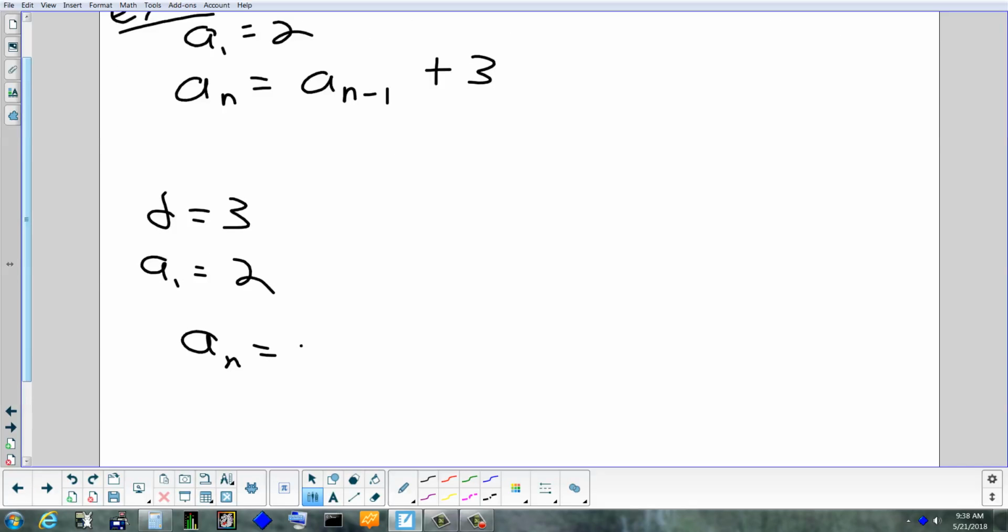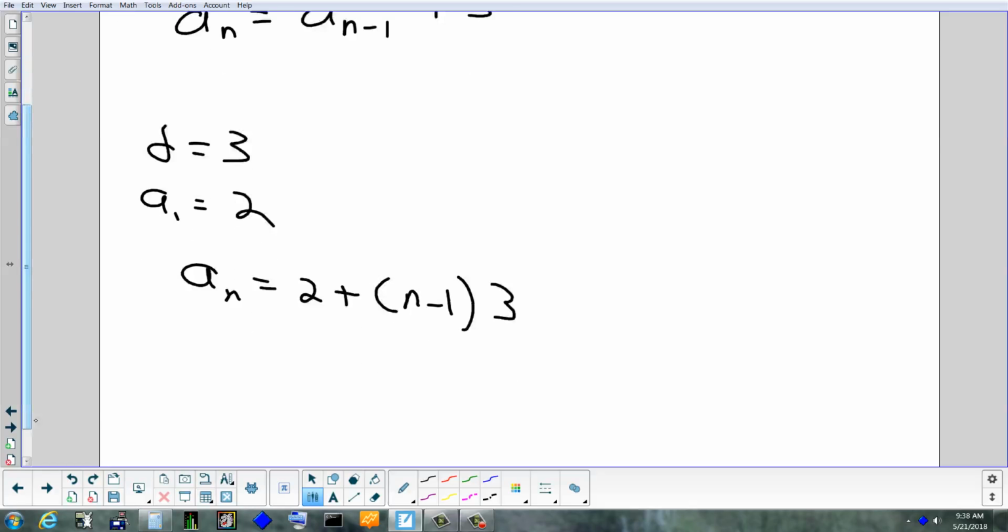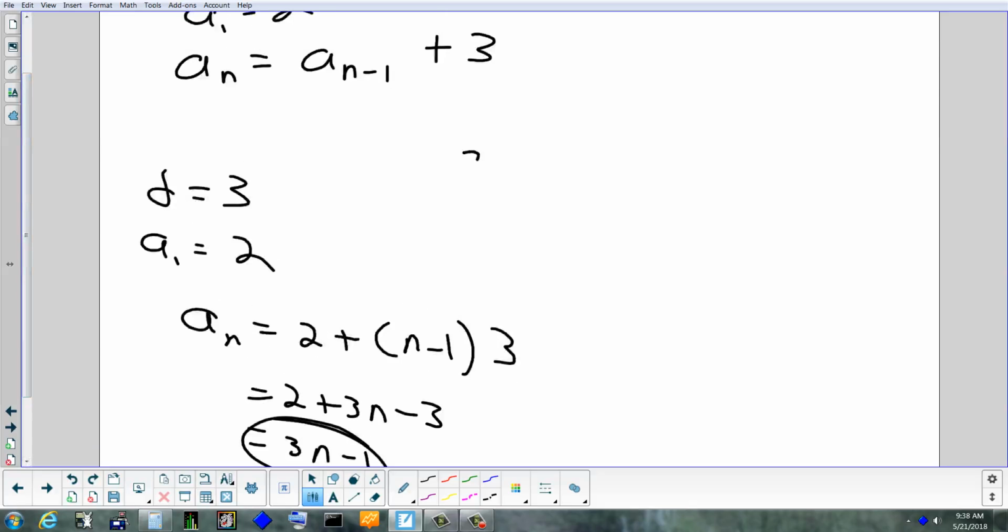2 plus, in parentheses, n minus 1 times 3. Okay, we always want to simplify that as much as you can, so always distribute it. So we get 2 plus 3n minus 3, and then combine your like terms. What I like to do is now list out a few terms and make sure that it does work. So the first term was 2, and then the next one is plus 3. So 5, 8, and so on.